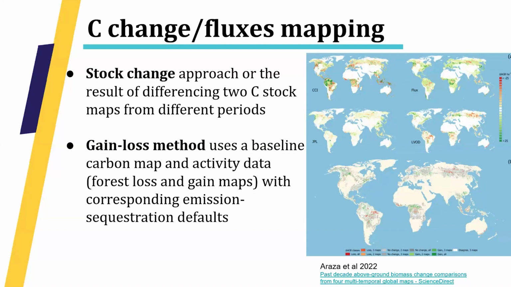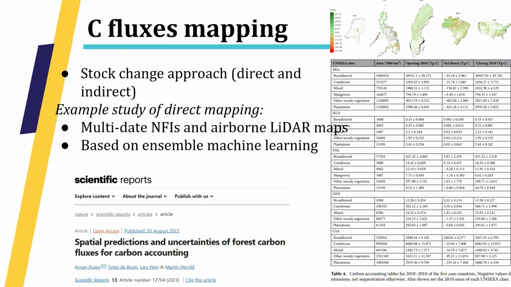It's being updated depending on the activity data that you have. So you can imagine a yearly carbon flux map and accounting table because of this approach. So yeah, okay, an example of a stock change approach.